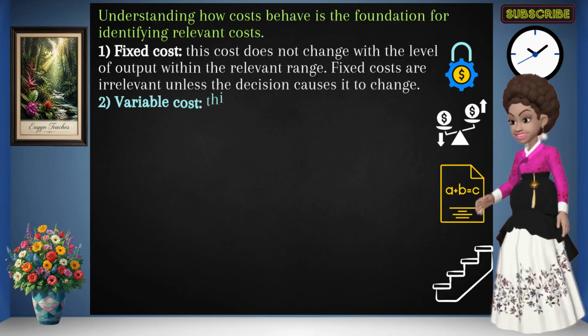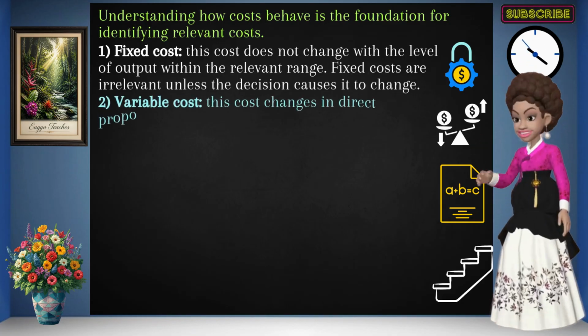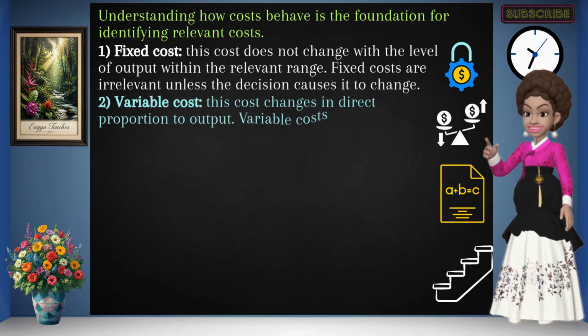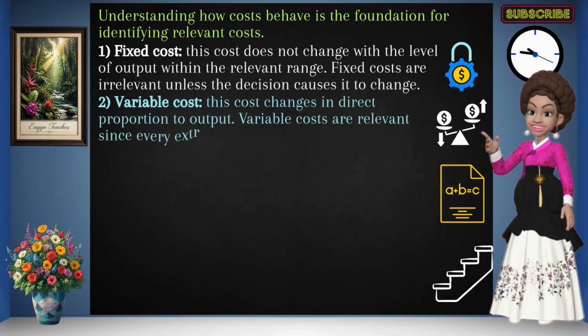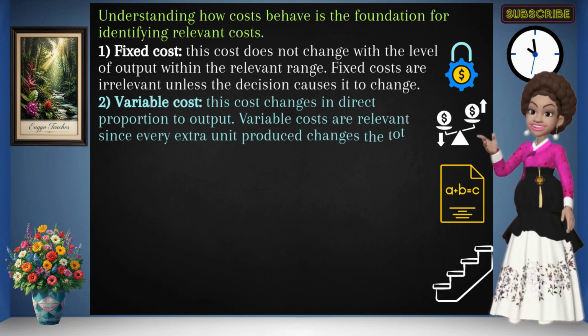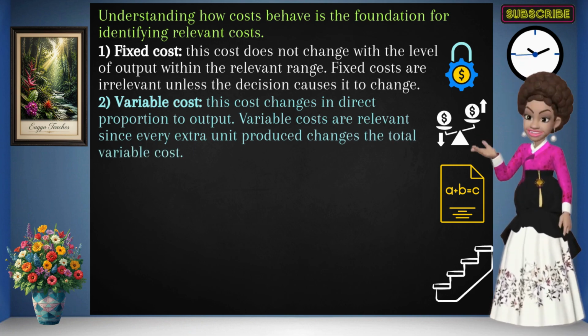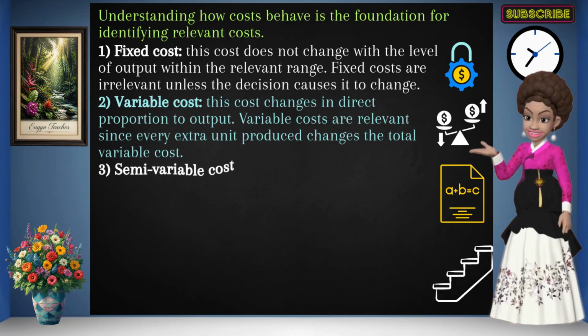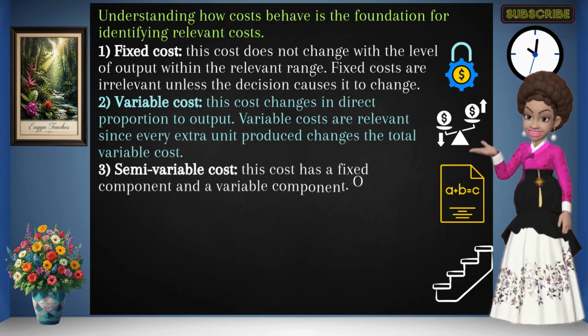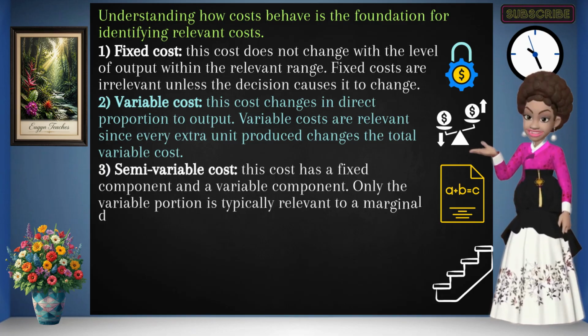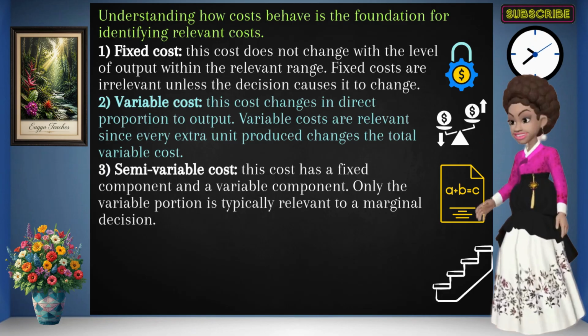2. Variable cost. This cost changes in direct proportion to output. Variable costs are relevant since every extra unit produced changes the total variable cost. 3. Semi-variable cost. This cost has a fixed component and a variable component. Only the variable portion is typically relevant to a marginal decision.